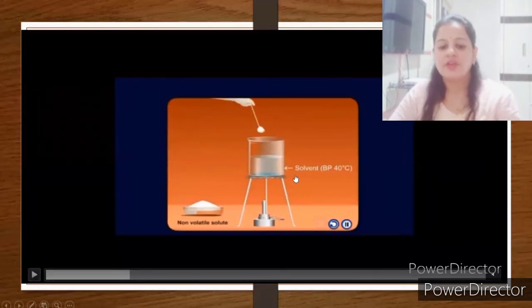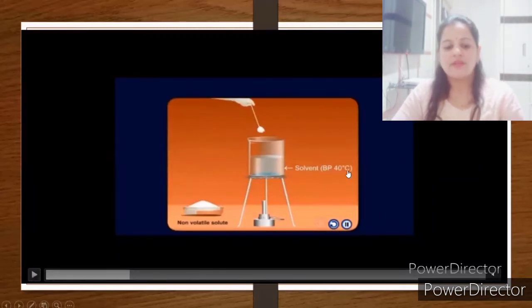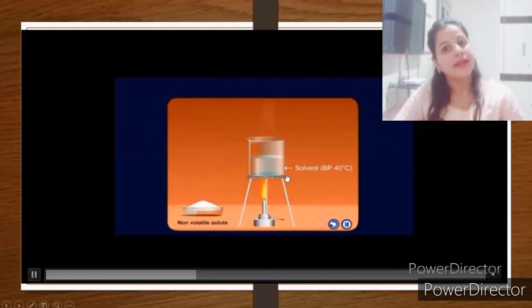Let's see one video on it. Here you can see that I have kept the container, or the sugar molecule, with a solvent whose boiling point is 40 degrees Celsius.